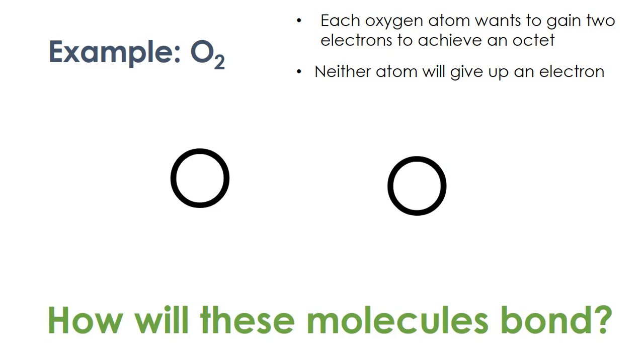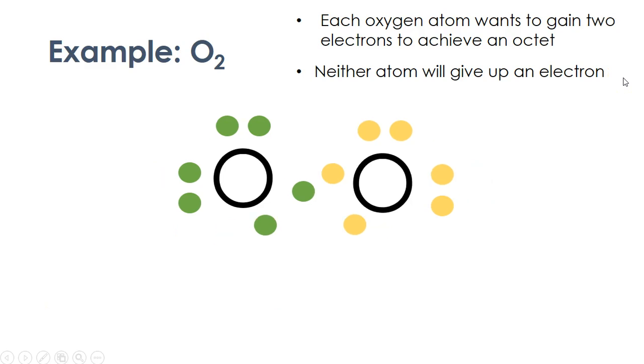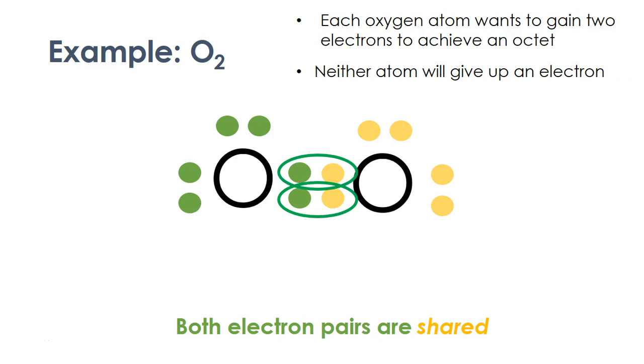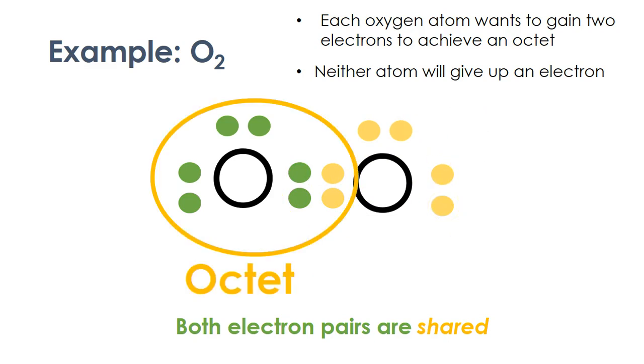Another example is oxygen, O2. Oxygen starts with its 6 valence electrons, and each oxygen only needs to gain 2 electrons in order to achieve an octet. Again, these 2 oxygen atoms are going to share their electrons, and you can see that we have 2 electron pairs being shared in the middle. We still have an octet. If you count, this oxygen has 8 valence electrons around it, 2, 4, 6, 8, and so does the other oxygen.